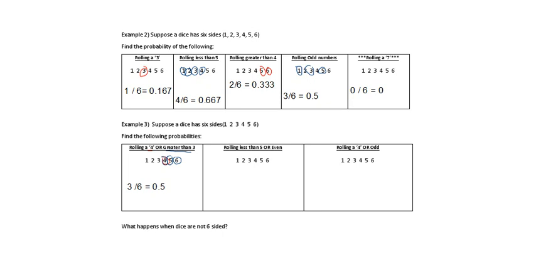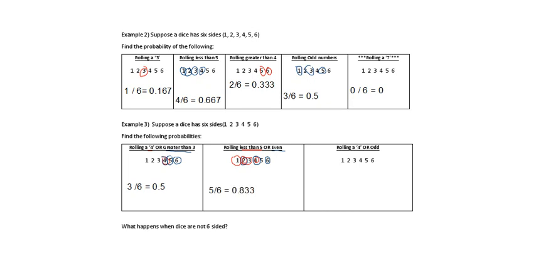Alright, next question. Rolling less than 5 or even? Let's start with the less than 5. So that includes 4, 3, 2, 1. Now let's circle all the even numbers. So that would be 2, which is already circled, 4, already circled, and 6. Notice there are a total of 5 numbers circled. So therefore, I like to do 5 divide 6, which is 0.833.